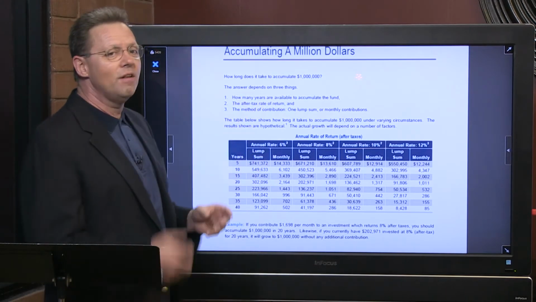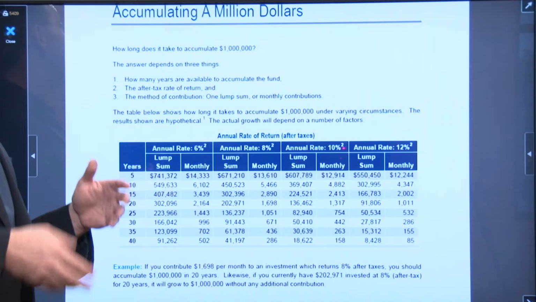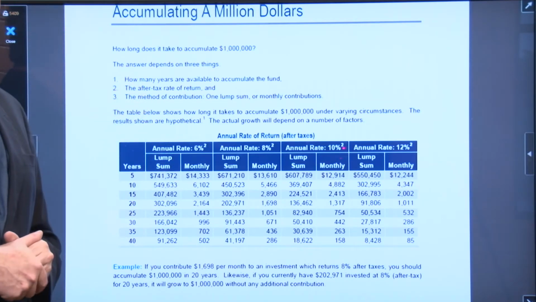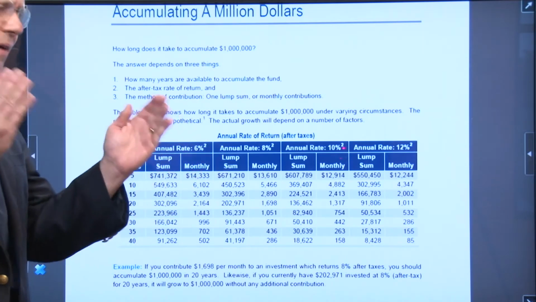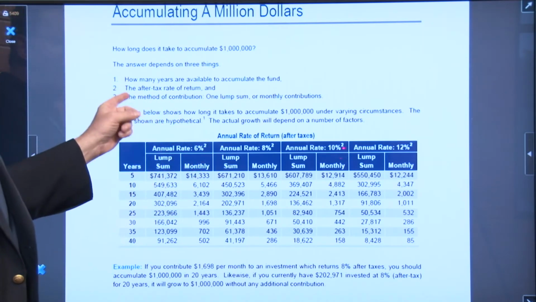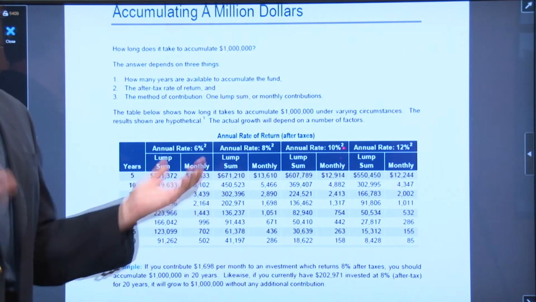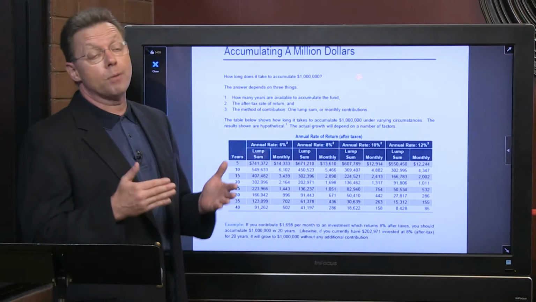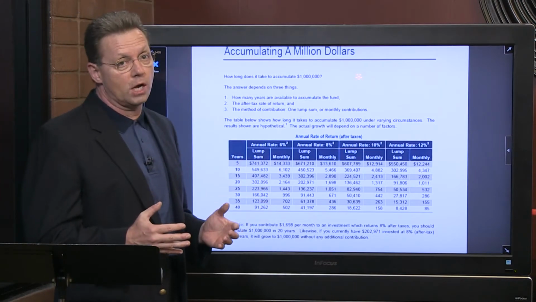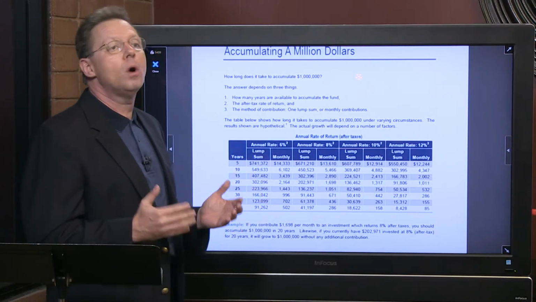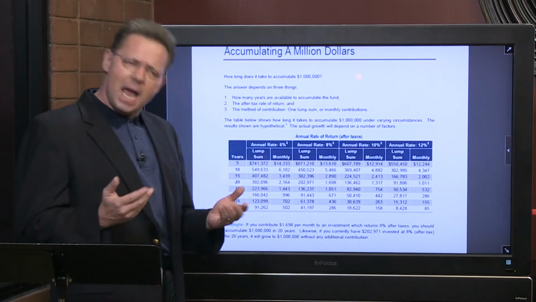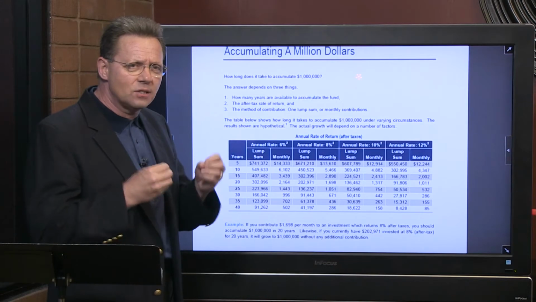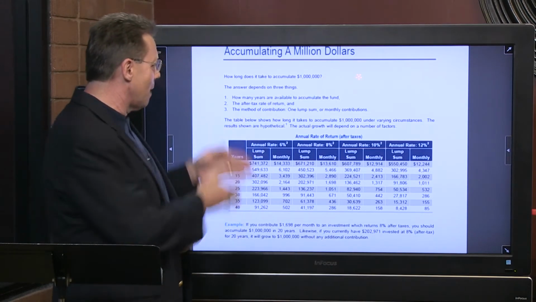And the answer depends on 3 things, and we already talked about some of these in the previous chart. How many years are available to accumulate the fund? What's my timeline? How long do I have to save? Number two is, what's the after-tax rate of return? Well, to know that, I have to have my client's marginal tax bracket. And remember, we use a progressive blended bracket when we talk about marginal tax brackets. You'll want to go to your CPA and ask, hey, Mr. Accountant, what is my actual federal tax and state tax so that I can put that into my computation?